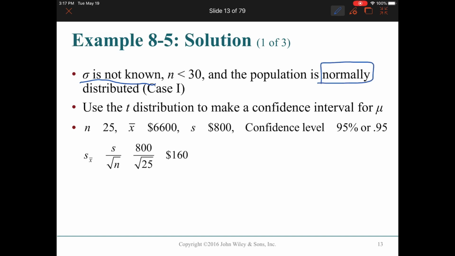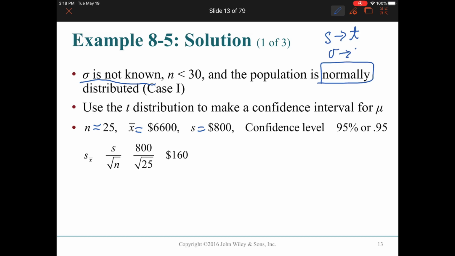That's the way it is in this section, 8.3. But n is less than 30, which is not so great until we realize that, yes, normal is in play. So we would use the t-distribution to make a confidence interval for the mean. N is equal to 25. The sample mean is 6,600, and the sample standard deviation, notice that's S, came from a sample, not from something that's assumed.